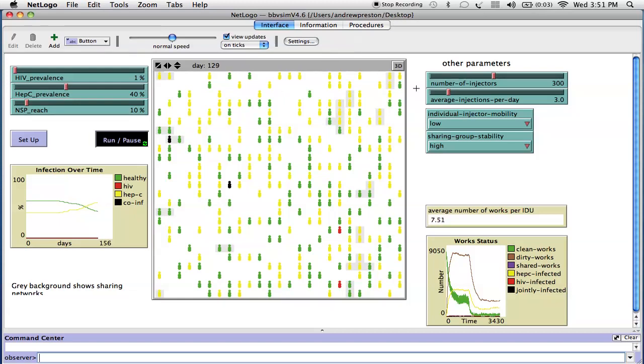And we hope that by running various simulations with different parameters, you'll be able to help workers, injecting drug users and policymakers in your area better understand how they can reduce the spread of bloodborne viruses amongst injecting drug users.